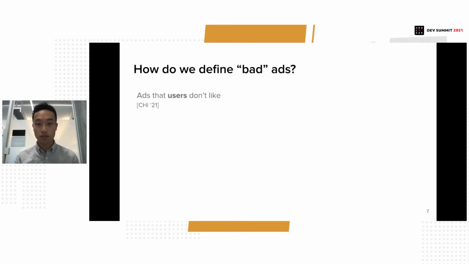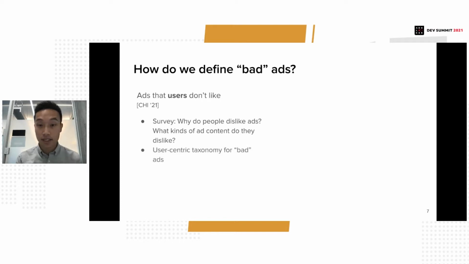First, we can just try to ask people directly about what kinds of ads they don't like. In our paper at CHI 2021, we conducted a large-scale survey to understand why people dislike ads and what kinds of ads they dislike, using this information to create a taxonomy for bad ads grounded in user opinion. Second, we can try to make expert judgments about ads that we consider misleading or deceptive.